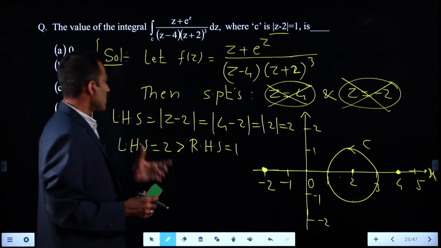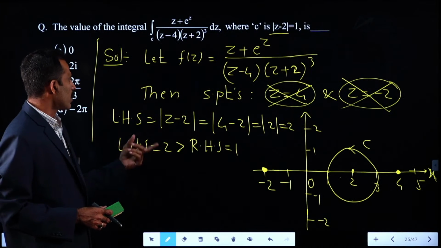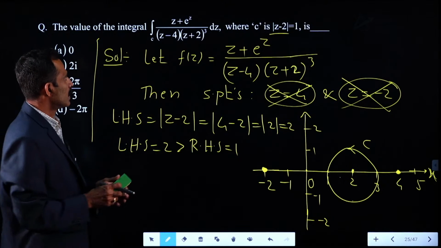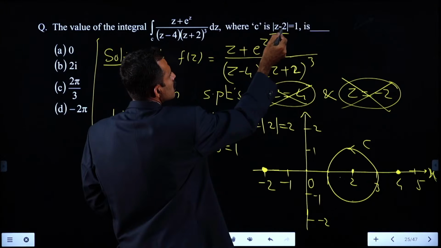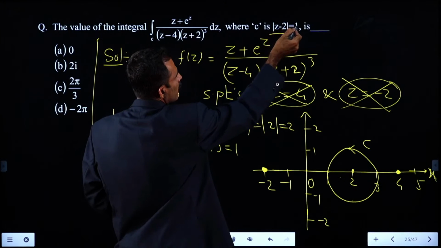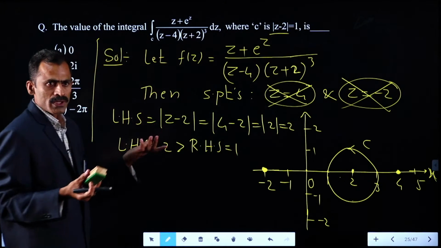Whenever the greater than inequality is satisfied, we can say that the point lies outside the region only. So simply take the 4, substitute here: 4 minus 2 is 2, modulus of 2 is plus 2, which is greater than 1. Therefore, the point lies outside the region only.